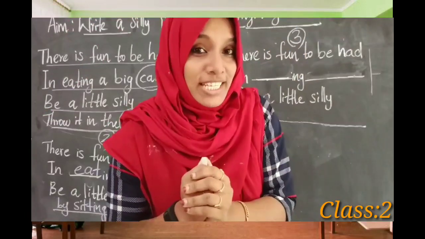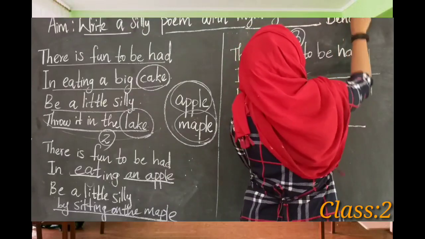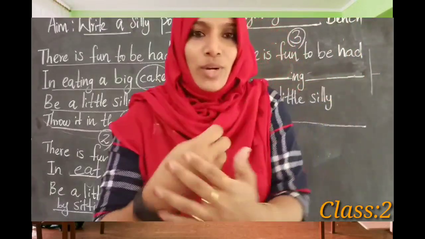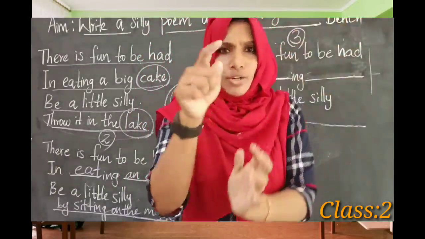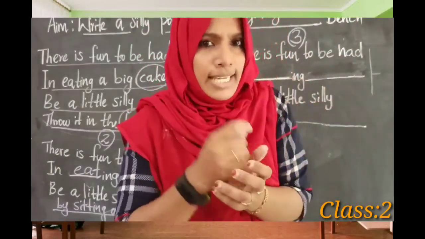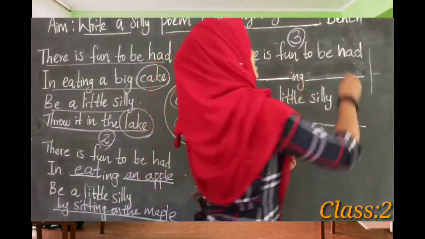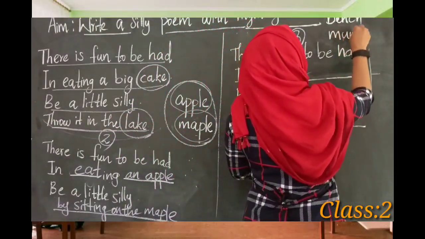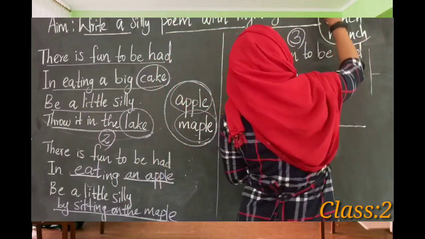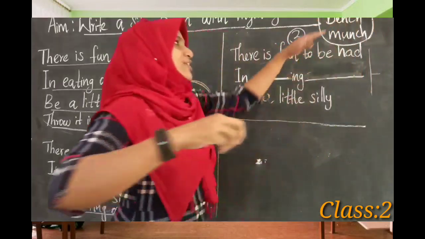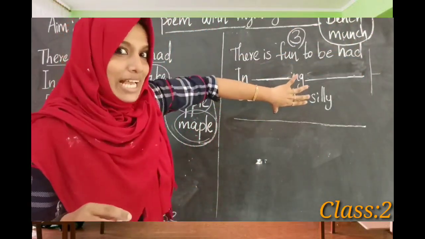So here I am taking the word bench. Then what is the next step? We have to find out one rhyming word for this word. Do you get any word for this? Any rhyming pair do you get? Okay. I got one word. It is munch. Okay. So here we are going to take these two rhyming words into this line. Let's see what will happen.